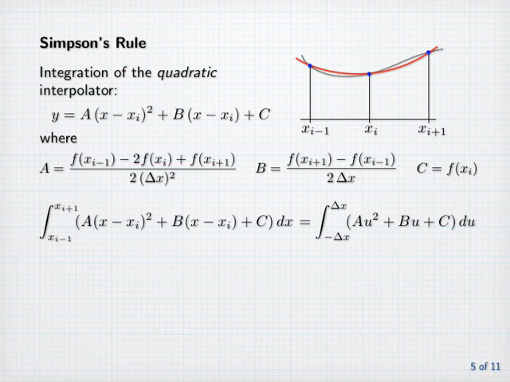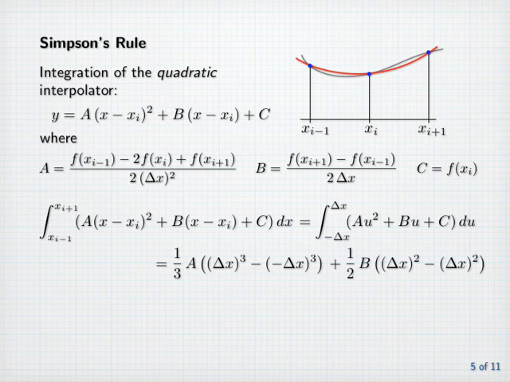The a u squared term now gives us 1/3 of a u cubed evaluated from minus delta x to delta x, which equals 1/3 times a times (delta x cubed minus minus delta x cubed). The b u term gives us 1/2 b times u squared evaluated from minus delta x to delta x, which gives us 1/2 of b times (delta x squared minus minus delta x squared). The c term gives us c times u evaluated from minus delta x to delta x, which is just c times (delta x minus minus delta x).